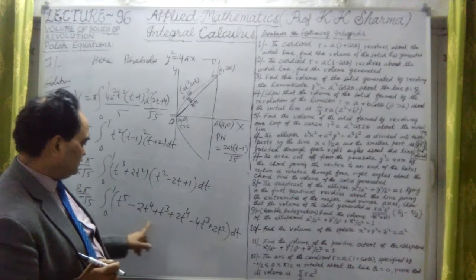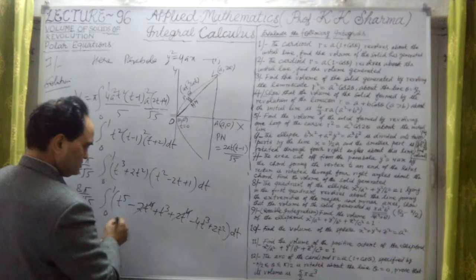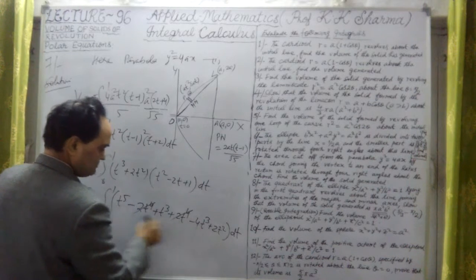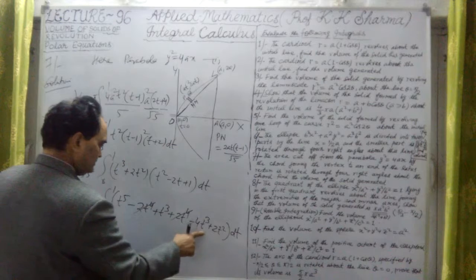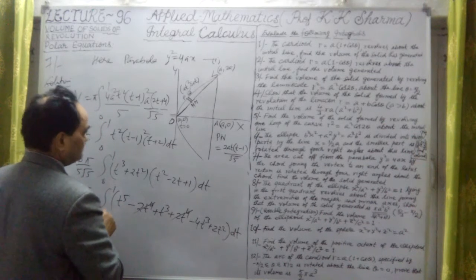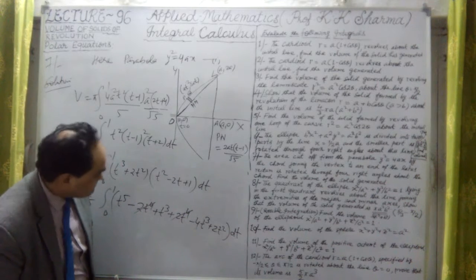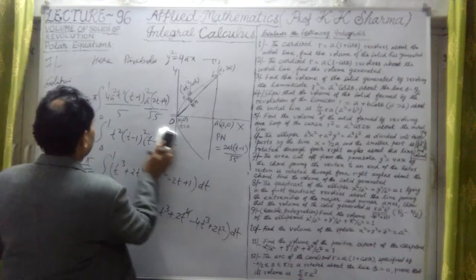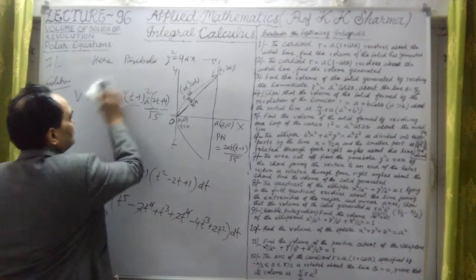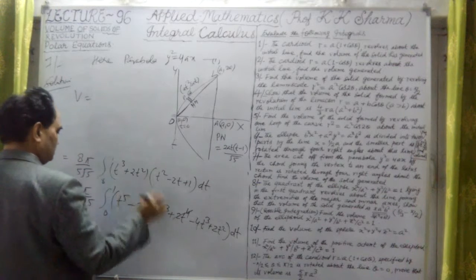For 2t², 4, okay, this 2t⁴ cancels out, t³ and minus 4t³ will be minus 3t³ plus 2t². Okay, no problem. So that is giving us, let me write here. Therefore, the final volume, but before that let me summarize them.